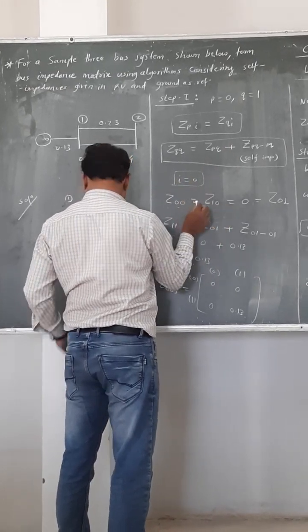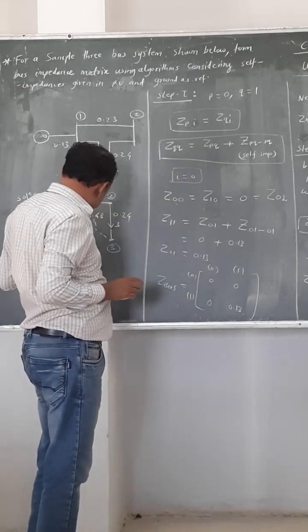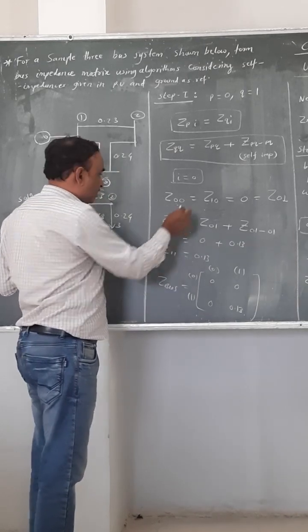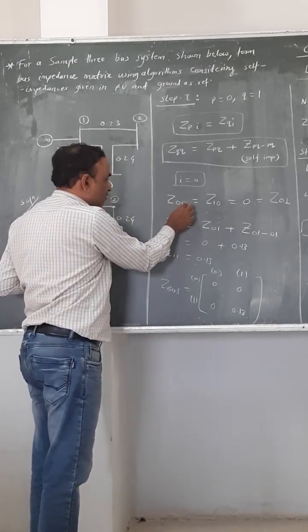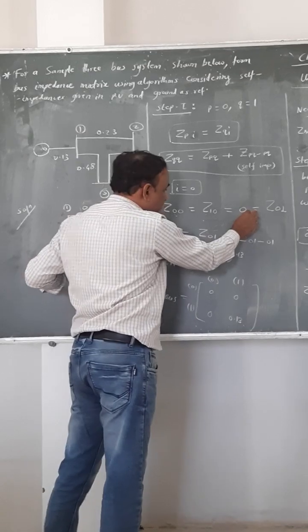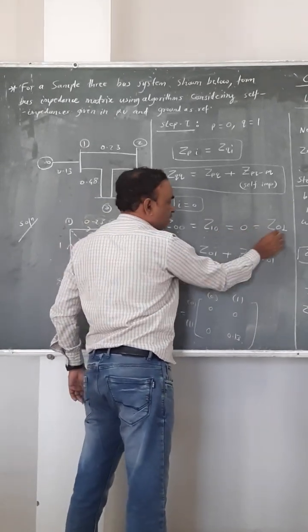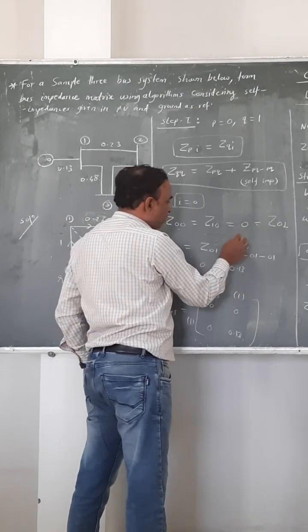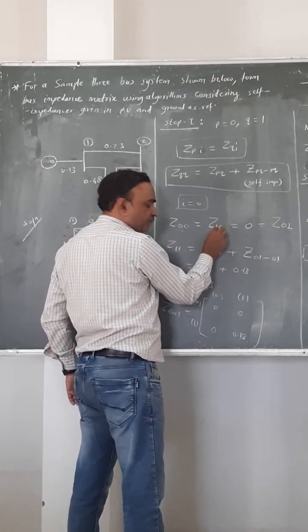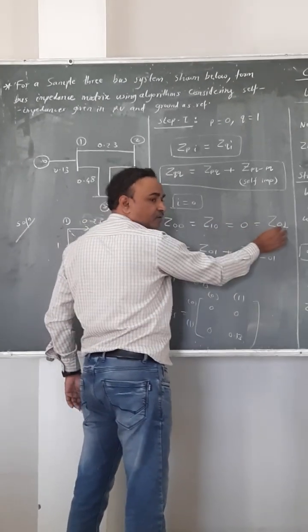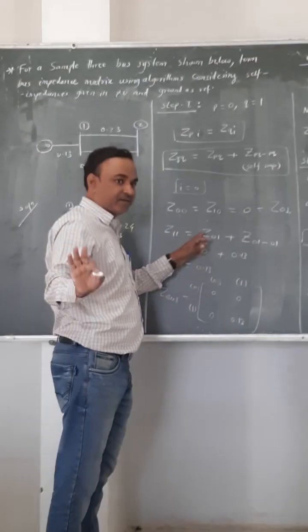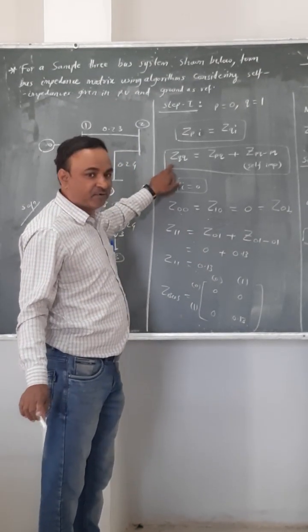What will be the value of impedance at this node? 0, because it is the initial point. So that is equal to 0. So Z10 is equal to Z0. Same way, whatever the value of Z10 will be the value of Z0. Is it clear? Yes.